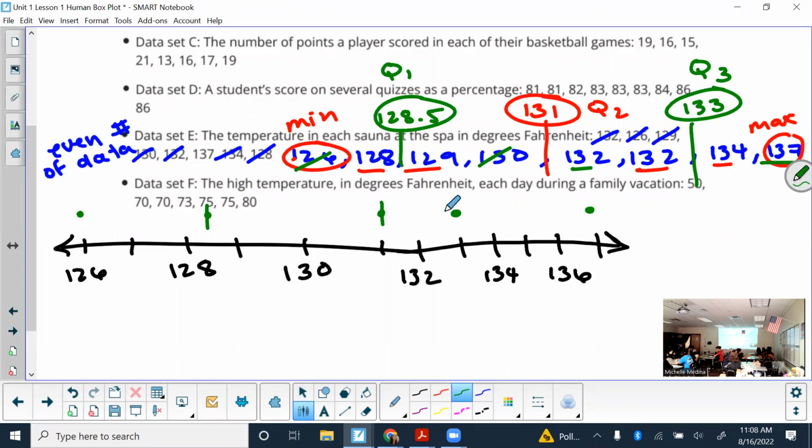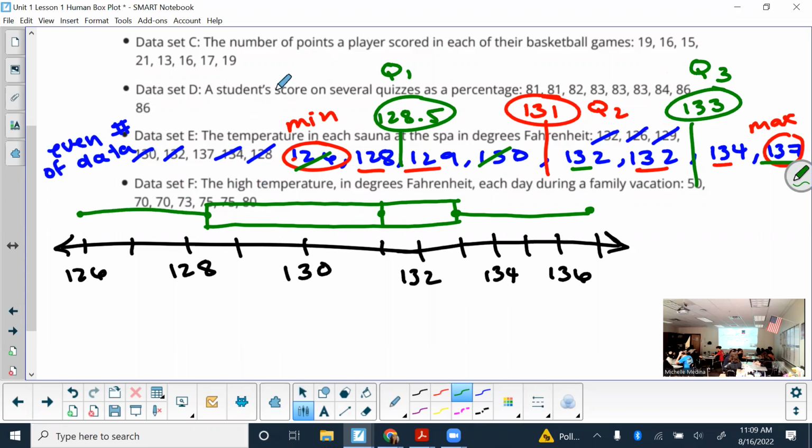All right, the 3 dots in the middle are the ones that make up the box. So I usually will put the 3 vertical lines, connect the box, and then draw lines to your minimum and maximum. Those make your whiskers. All right, and then that's an example of a box plot that you make when there's an even number of data points.